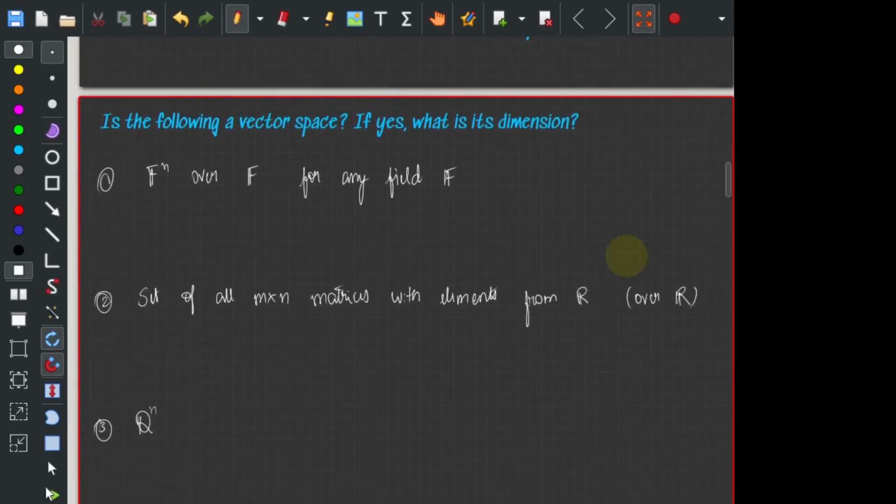Okay, so now that we have all our definitions sorted out, let's check which of the following are vector spaces. Just some quick exercises. Given any field, the set of all vectors with elements from that field, is it a vector space over the field? It is. So, for example, Rn is a vector space over R.